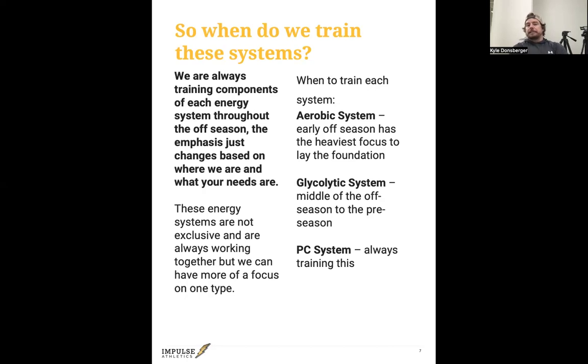And then the PC system, we're always training this. This is your strength training. This is your explosive power training, all that stuff. Okay. So aerobic system early in the off season, glycolytic system middle of the off season to the preseason. And then you're even going to be training it in season, because you have to maintain it, because it's your ability to recover in between plays. And then the PC system is your explosive power.